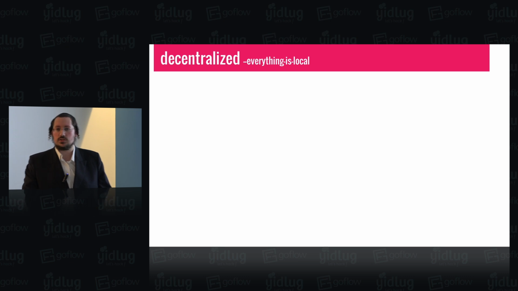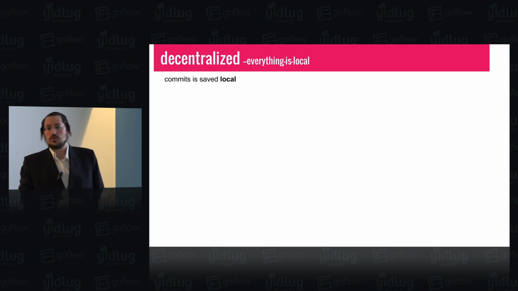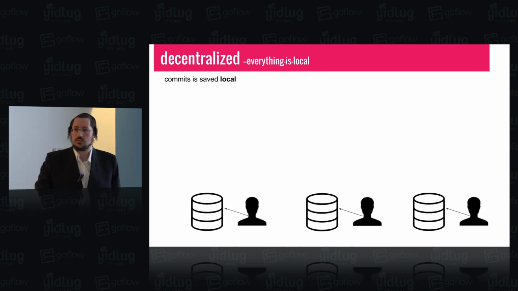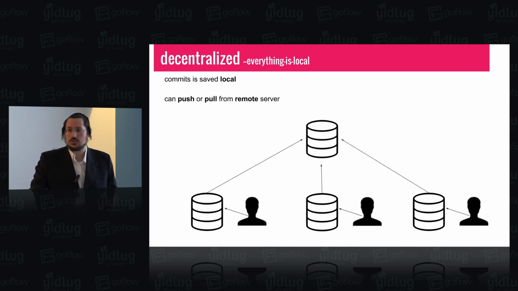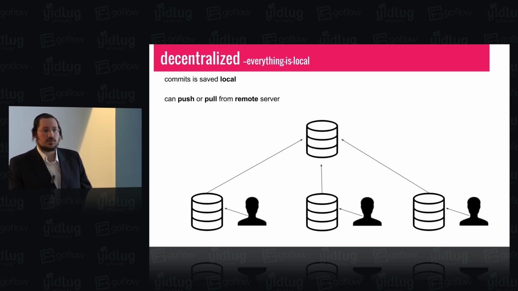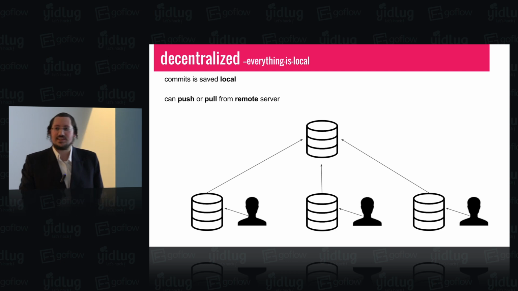Decentralized. This is actually the slogan of Git. Everything is local. There are remote servers to commit to, but everything starts with your own computer. You commit code to your own local system, and then if you want, you can push to a remote server when you are online. So it's very good. If you're on a plane for 8 hours, you can still write code without an internet connection.